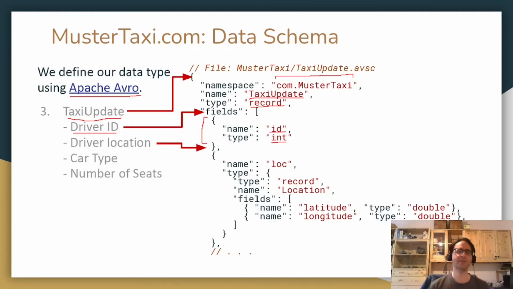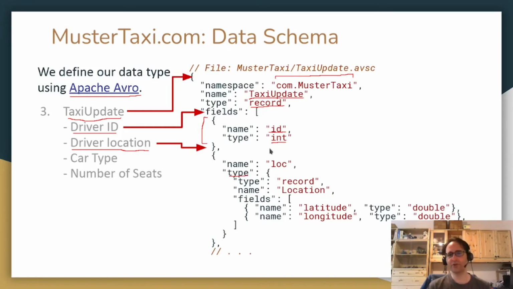But for the sake of this example, we just chose a simple integer to represent the driver ID. Next, we want to define a driver location. In this case, we want to define the location as a latitude-longitude coordinate. So the type we use for this is actually an included type.